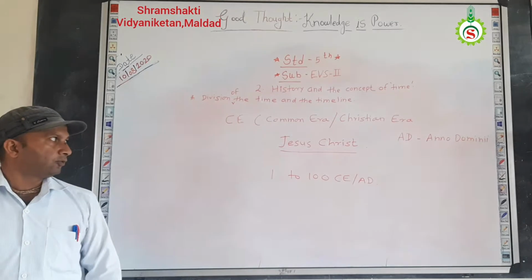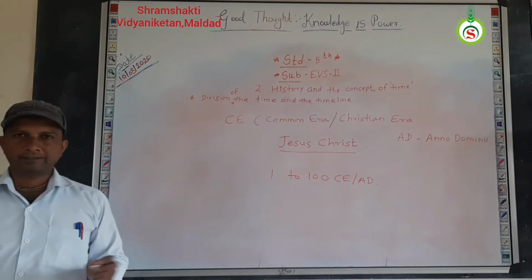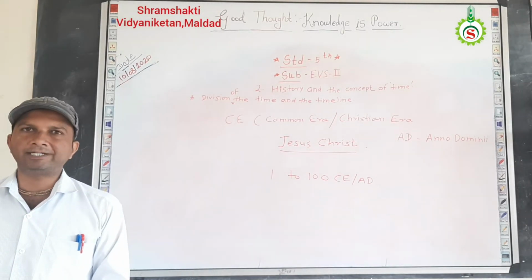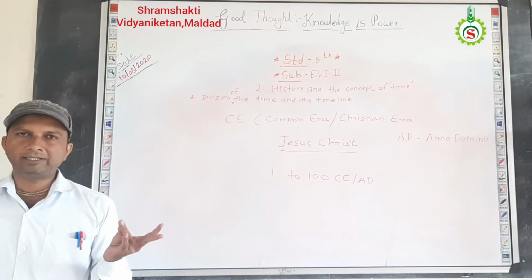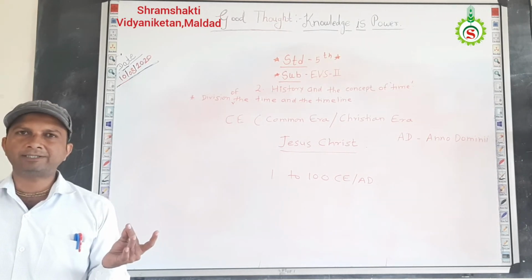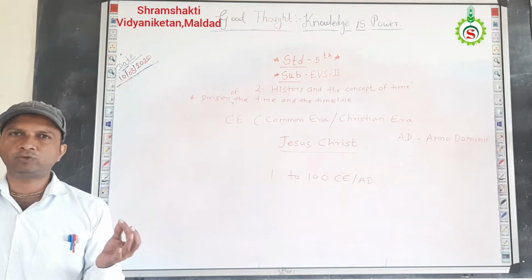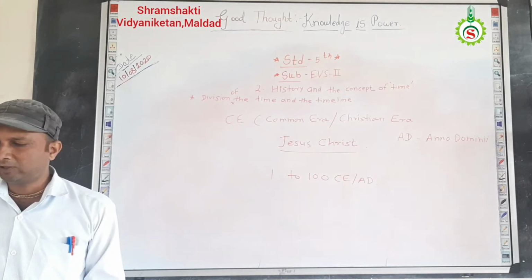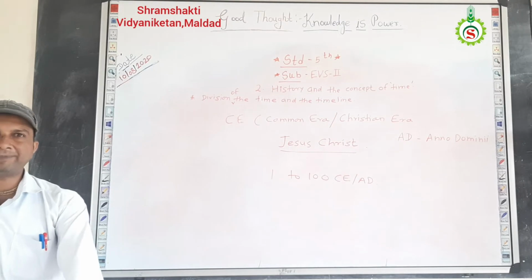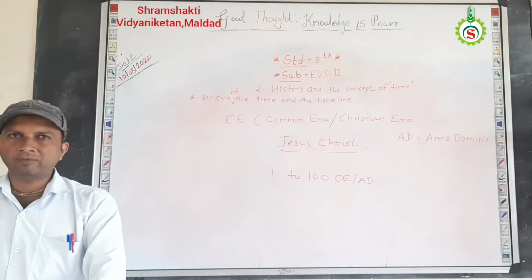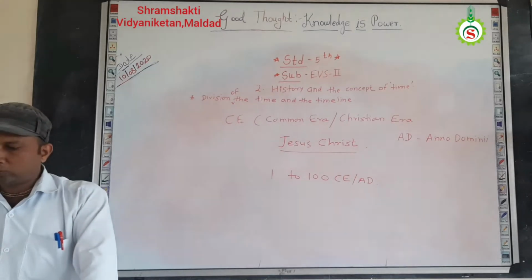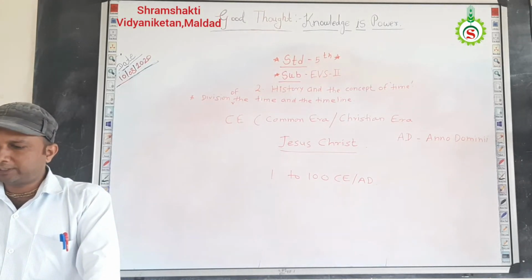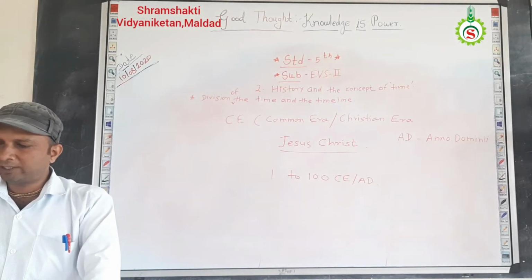Now we also learn that time is measured in different units. For example, a day, then week, after that month, then year, then century, and lastly millennium. So these are the different measurements of time. Today we are going to learn the time before the Common or Christian Era.